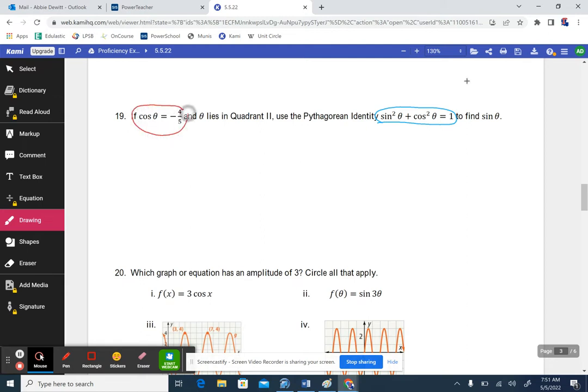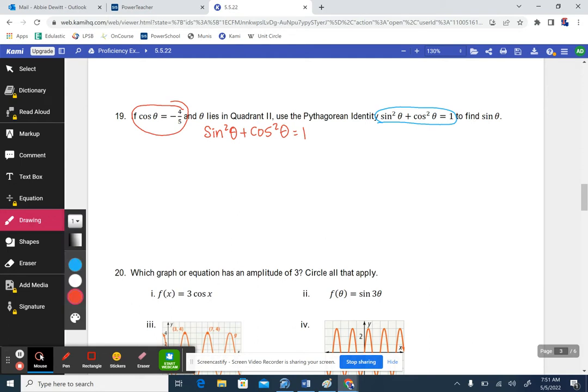In this problem, you're given the cosine. So keep in mind that even though it says sine squared theta, that is squaring sine theta. You're never going to see sine theta with the square outside because that would be squaring theta. That's how you write in trig where you square sine theta. So sine squared theta plus cosine squared theta equals 1.